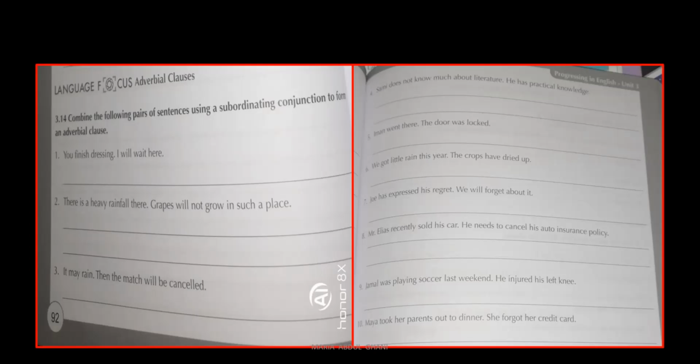No, pay attention. We can say quickly, grapes will not grow in such a place because there is a heavy rainfall there. We can use something else right here. We can say there is so heavy rainfall that, what is the effect? There is so heavy rainfall that grapes will not grow in such a place. If you want to put an effect, you can use so heavy that, so adjective that.